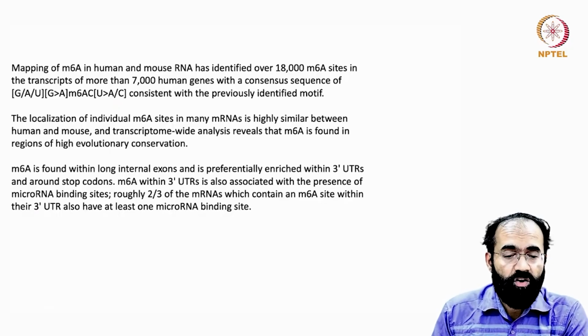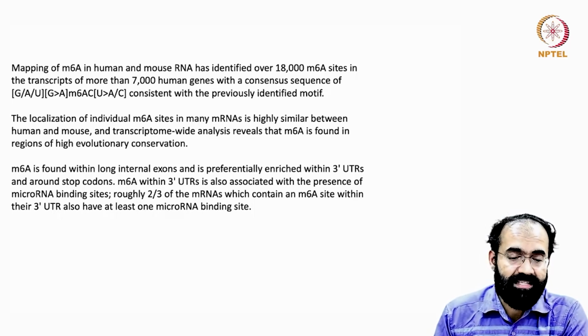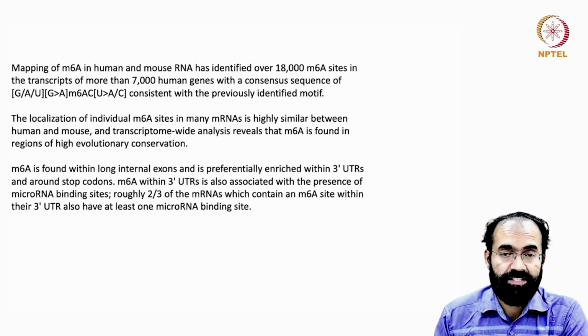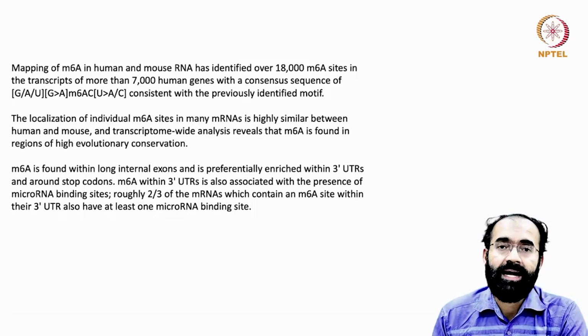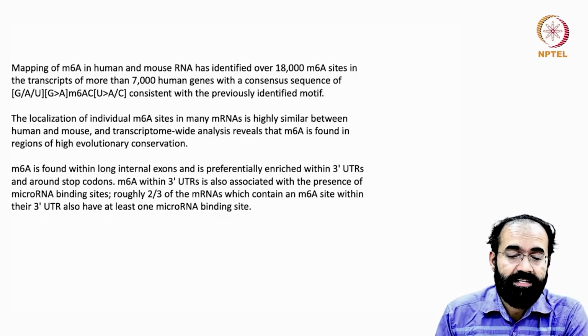So the mapping of M6A in human and mouse RNA has identified over 18,000 M6A sites in the transcripts of more than 7,000 human genes. It is a huge number: more than 18,000 adenosines have been identified in 7,000 human genes, with a consensus sequence. The first base can be G, A, or U, and the second base has to be G or A.